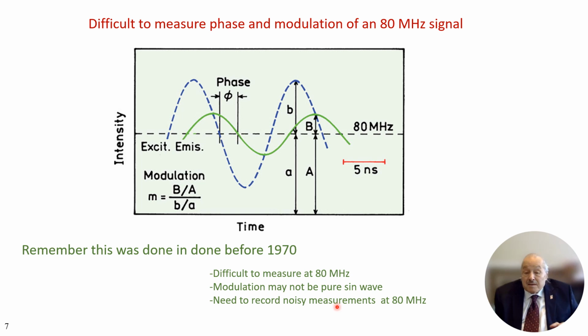And remember, this was done before 1970, and the electronics really weren't available. Maybe they were available someplace, but were not readily available to researchers. The modulation is described as a ratiometric measurement of the modulation of the incident light divided by the modulation of the emission. People had performed measurements like this in earlier publications, but this was difficult to do.